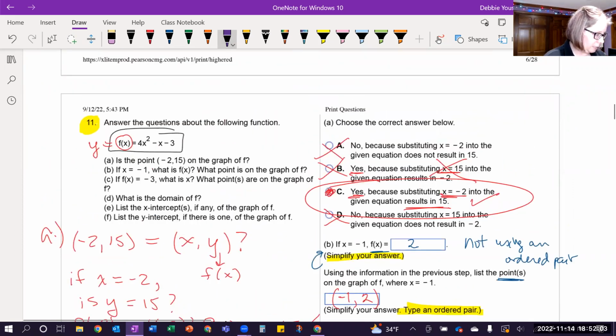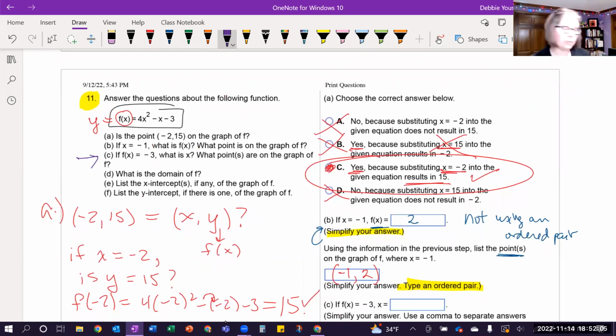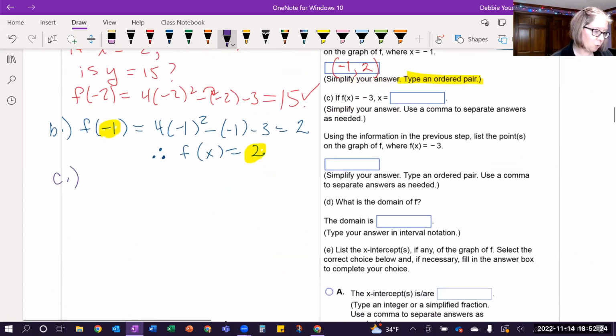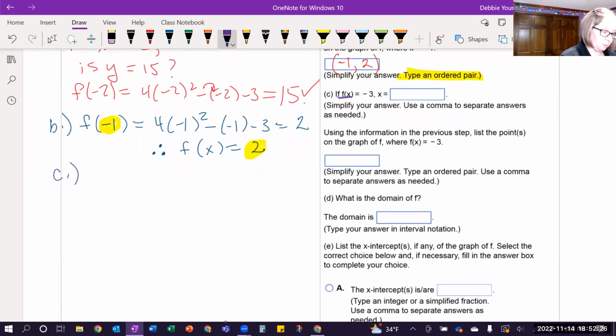Part C says, if f of x equals -3, well, remember f of x is y. So this is like saying if y is -3, so the output is -3, what is x? So we have to find that and then follow it up with what point or points are on the graph. So this is the opposite of what we were doing. So now, if f of x equals -3, we're saying if y, which is the same thing as f of x, equals -3, find x.